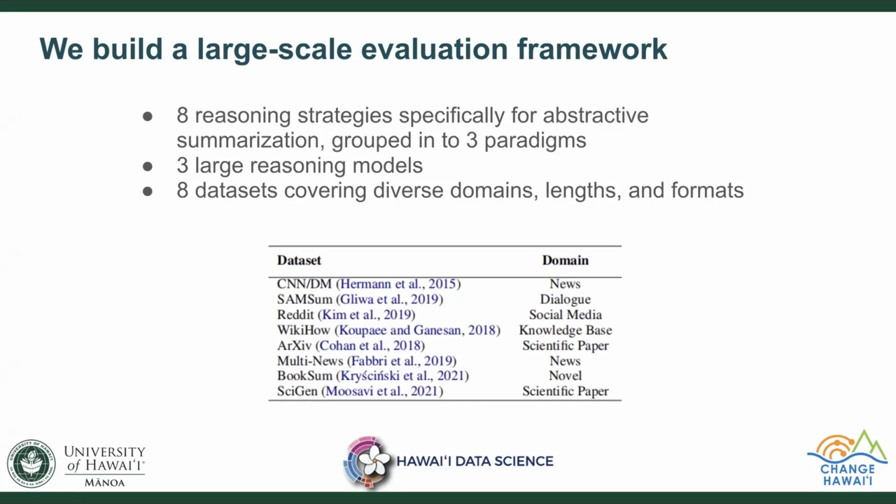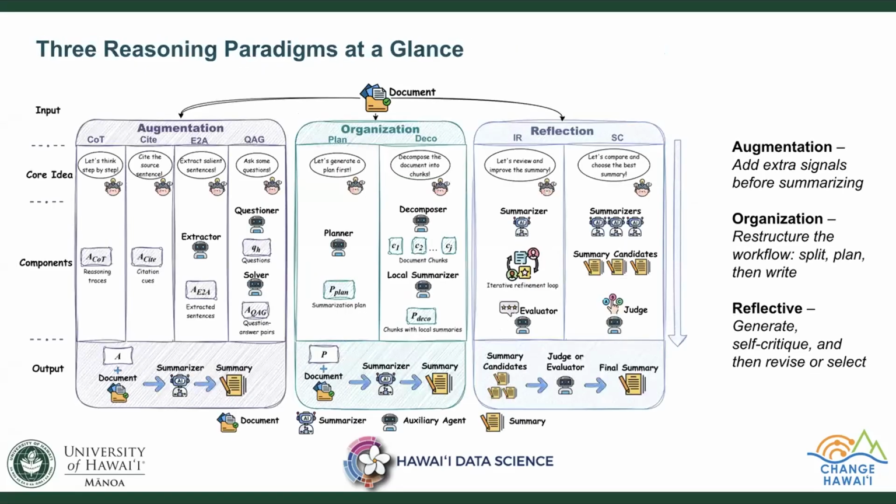And we include 3 reasoning models named GPT-o1, GPT-o3, and GPT-5. And we have 8 data sets covering diverse domains, with very different lengths and formats. Okay, so here is a glance at our reasoning methods. But because of the time, I don't have time to introduce every method in detail.